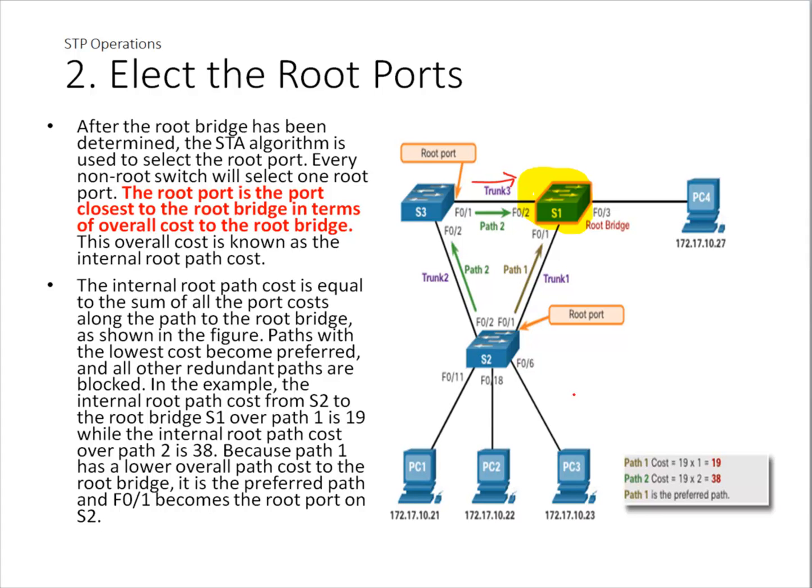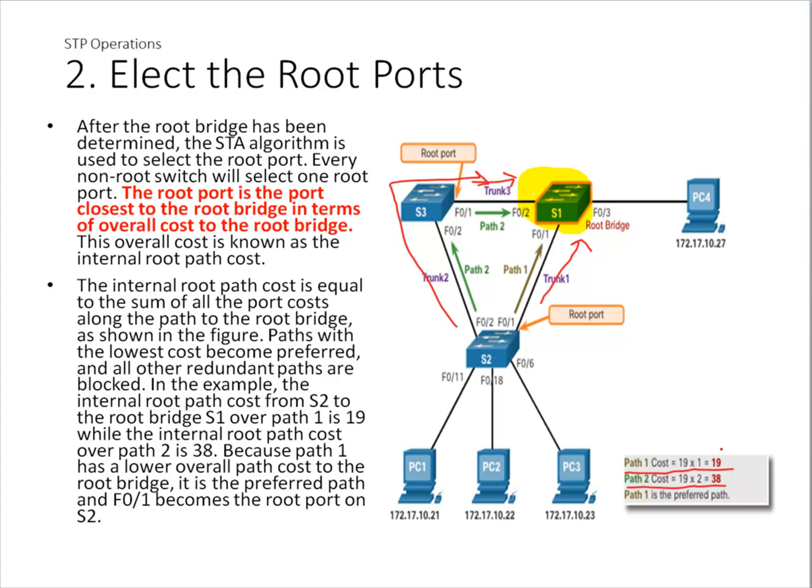Then I am going for S2. For S2 there are two paths available. This is path number 1 and this is path number 2. You can just follow this. So there are two paths available. Now, what is the cost of the path? For path 1 the cost is 19, and for path 2 the cost is 38.